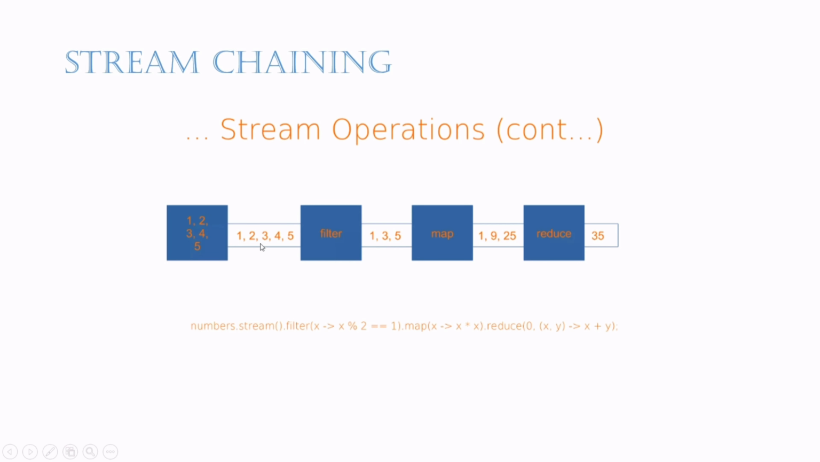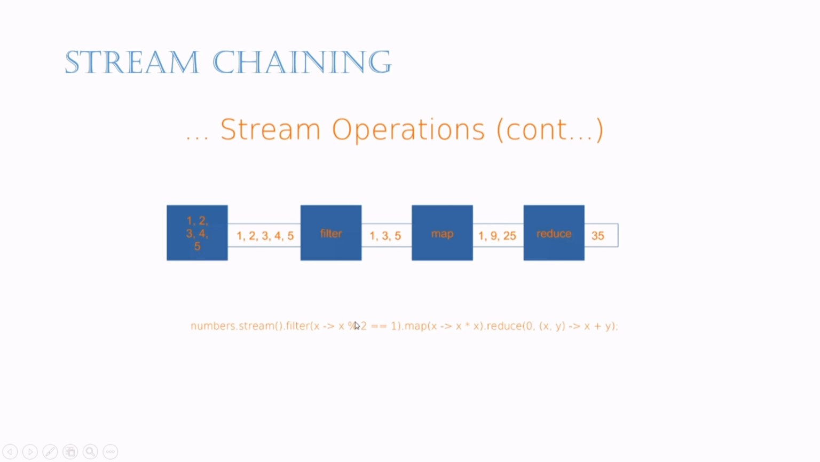So here we convert into a sequence of numbers with the help of Arrays.stream. Now here is filter. As part of filter, each number is getting iterated with the help of the internal iterator. First 1 is coming, then 2 is coming, then 3 is coming, and as part of filter we are validating if x modulo 2 is equal to 0.